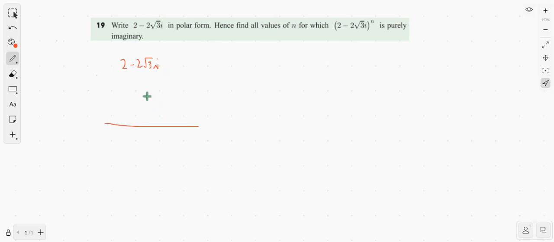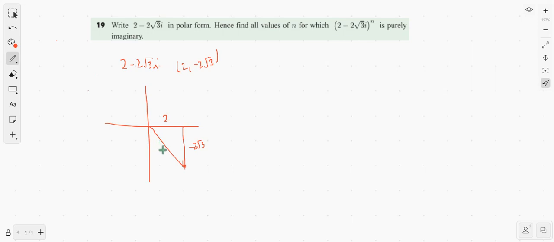The best way for me to do this, I know you use the unit circle, but I prefer to draw on the Argand diagram. So this is 2 comma minus 2 square root of 3. When you plot this on the coordinate plane, you get this point: x coordinate 2 and y coordinate minus 2 square root of 3. And as you already noticed, this is 1, square root of 3, and 2: a 30, 60, 90 special triangle.